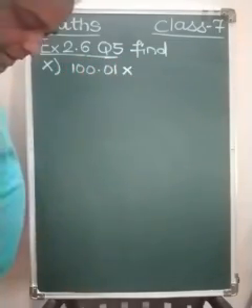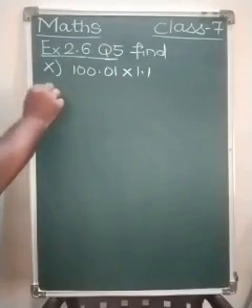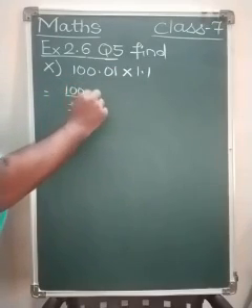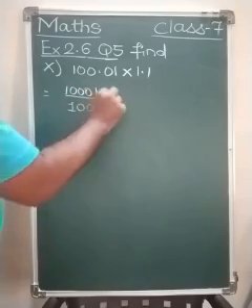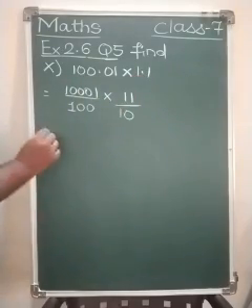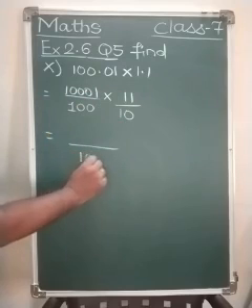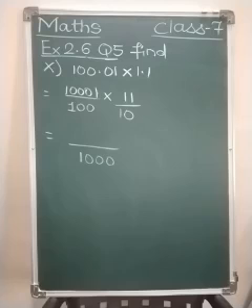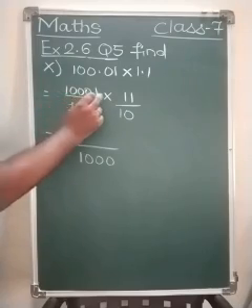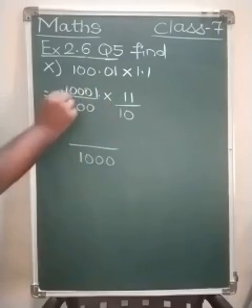100.01 multiplied by 1.1. Again, here 2 zeros upon 100, number as it is 1, multiplied by 11 upon 10, since only one number is there. So this equals this multiplied by this, and this would be 100 into 10, so it would be 1000. Now 11 multiplied by 10,001. You can solve it in your book.